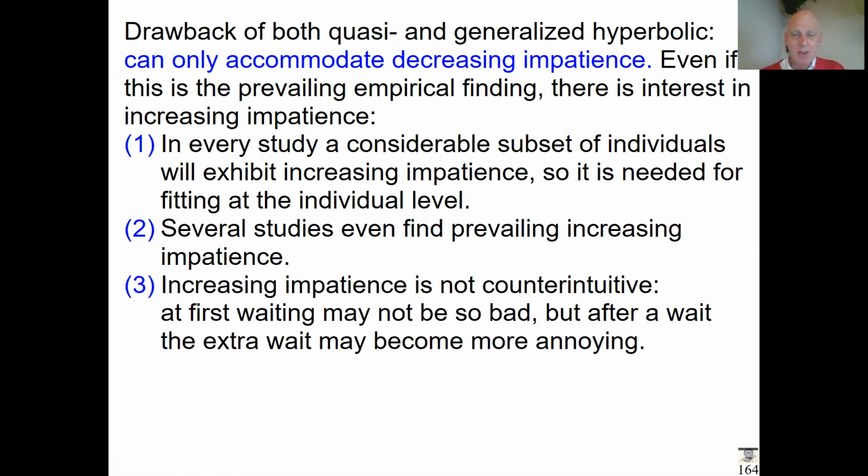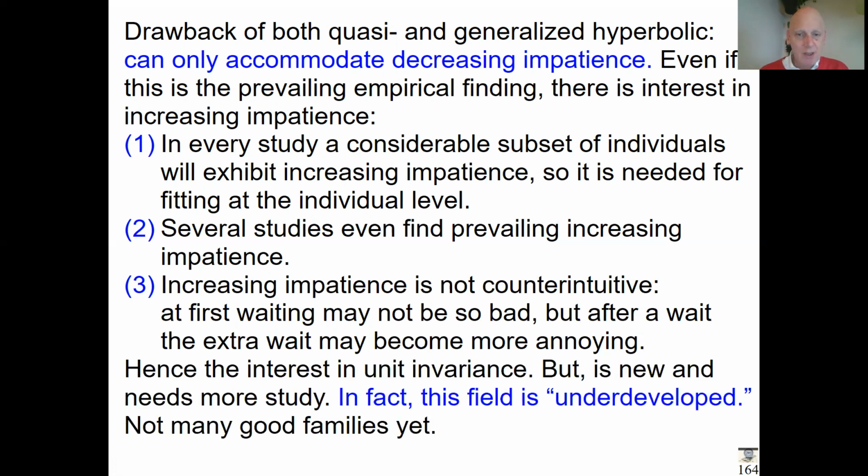And if you think about it, it's not so counterintuitive, because in many situations, waiting a little bit is no problem, and waiting 5 minutes more, okay. But if you already waited an hour, then you don't want to wait 5 minutes more, then you're fed up with it. So then you have increasing impatience. In many situations, this is very plausible. And a literature search shows already many studies find increasing impatience. It is so widespread, even if it is the minority, it's too widespread to ignore. So simply, families need to incorporate that.